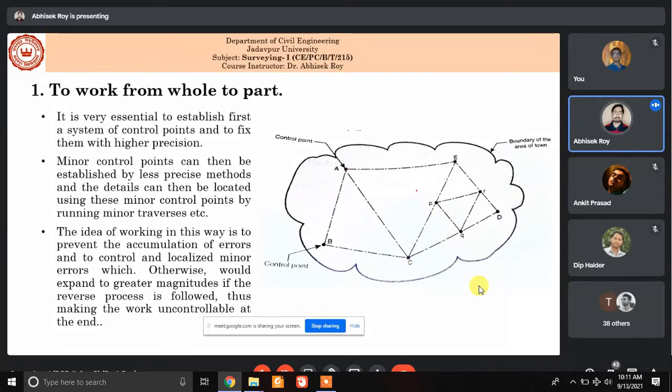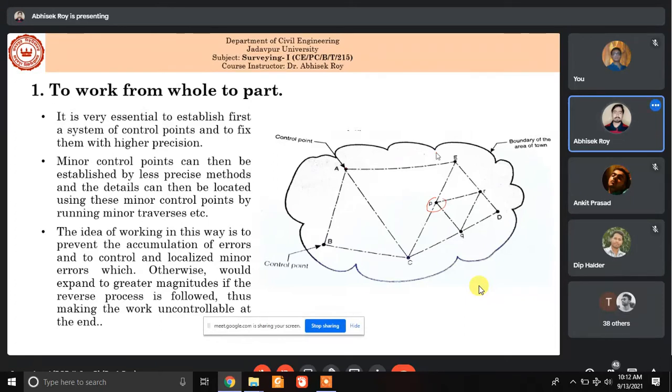Once you have fixed your control stations with higher precision, you can establish your minor control points like this one with a relatively less precise method. So, as you can see, in the beginning you are taking the whole part, and on that whole part you are establishing your control points, and then you are coming to the part-wise, right? So that is the meaning of working from whole to part.